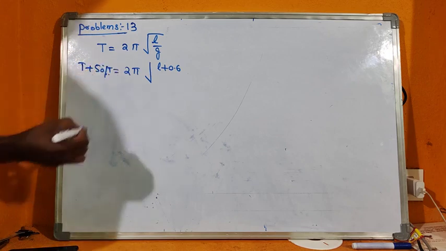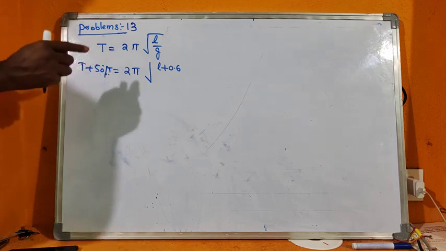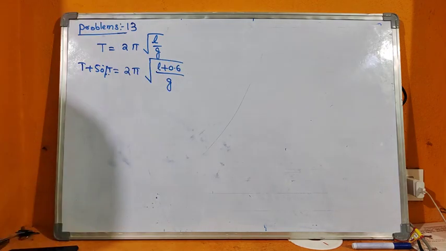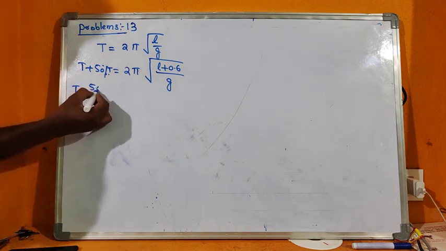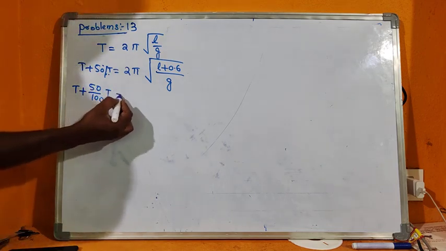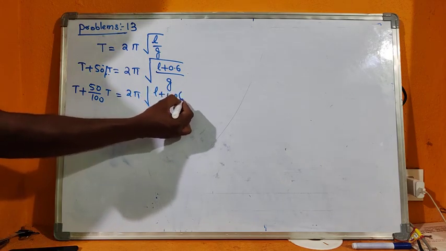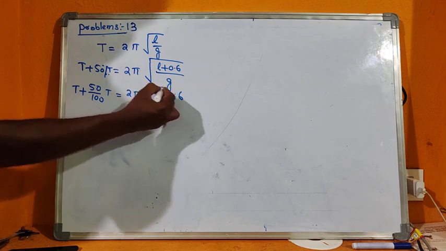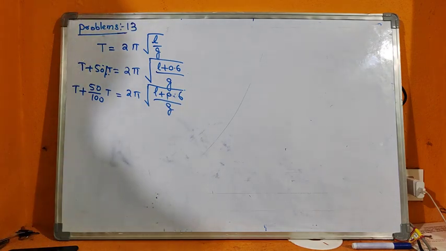When the length is increased by 0.6, its time period is also increased by 50% of the initial time period. Whatever the initial time period, it is increased by 50% of that. g is the same. So we can write T plus 50 by 100 into T is equal to 2 pi under the root of L plus 0.6 by g.